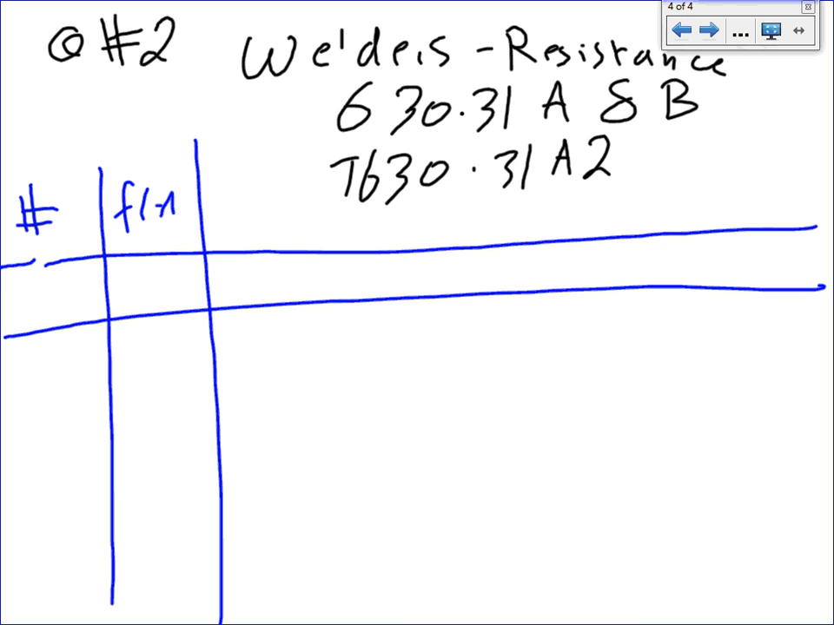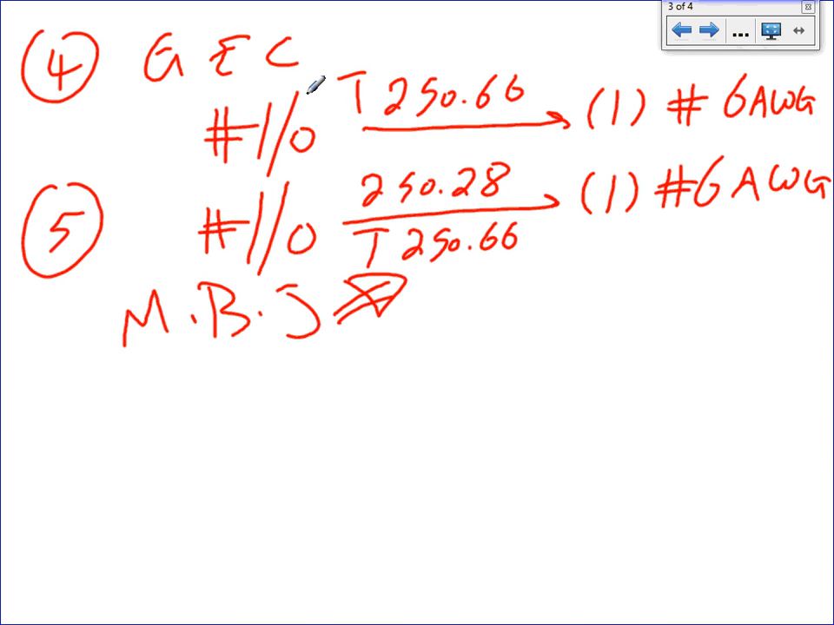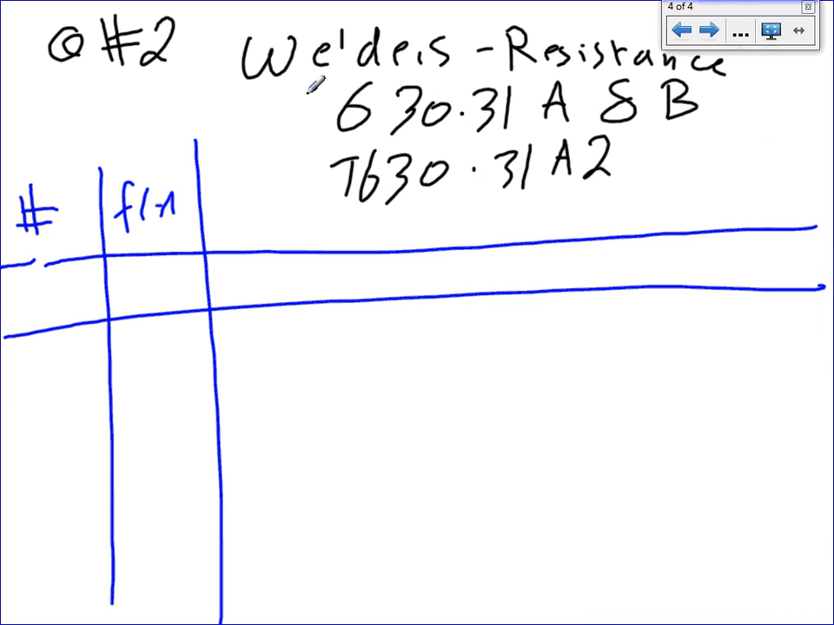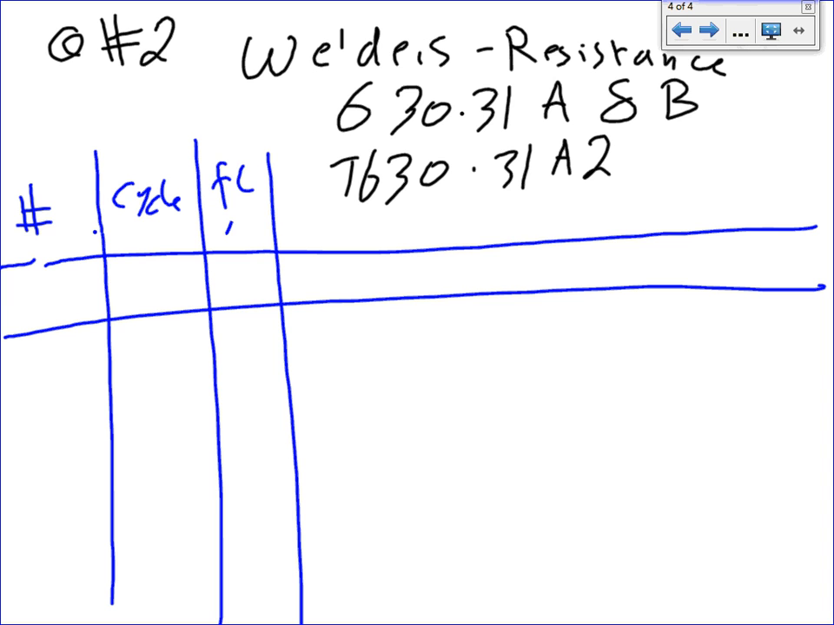Did we do the cycle first the first time? Yes, we did the cycle first, so let's do the cycle first to be consistent with what we did. Cycle, and this is the full load amp. There is nothing motor or non-motor for this one, because it's arc welders, and that's about it. There is no motor, non-motor.